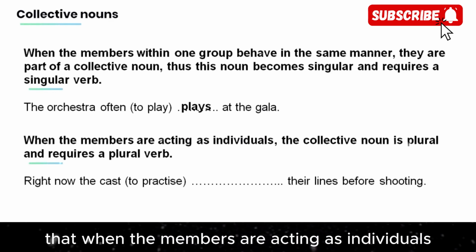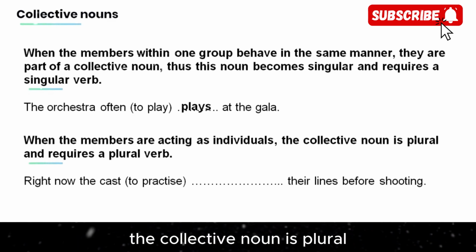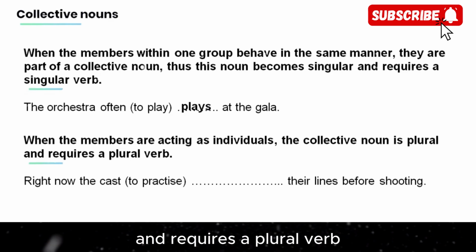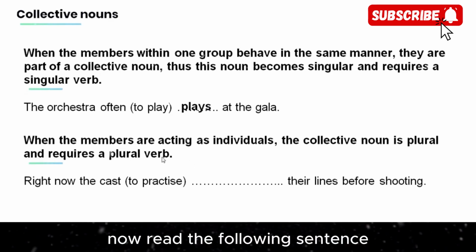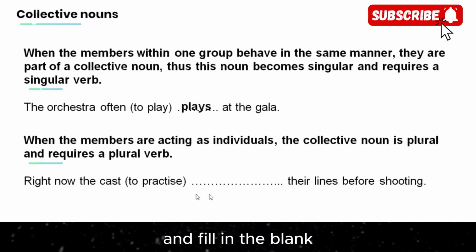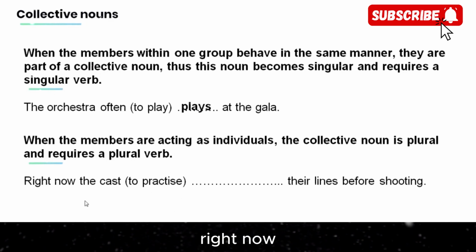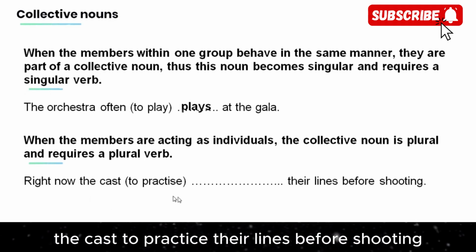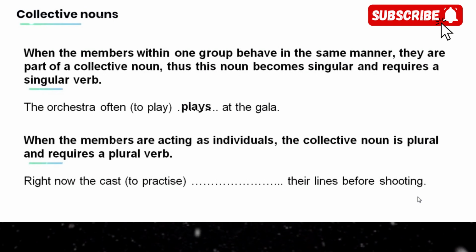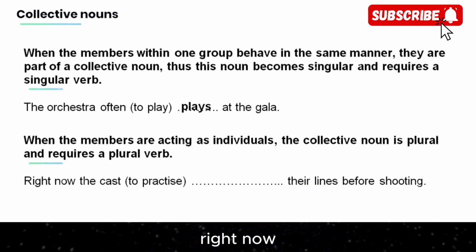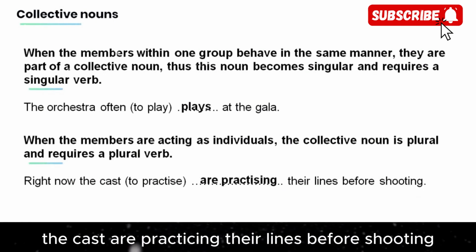Also remember that when the members are acting as individuals, the collective noun is plural and requires a plural verb. Now read the following sentence and fill in the blank using the appropriate form of the verb in the bracket. Right now the cast to practice their lines before shooting. Right now the cast are practicing their lines before shooting.